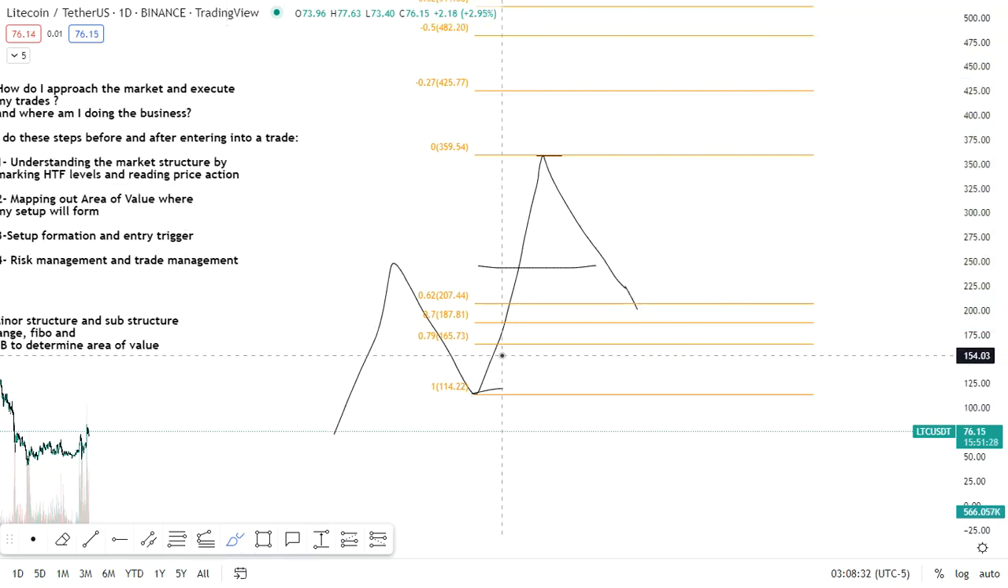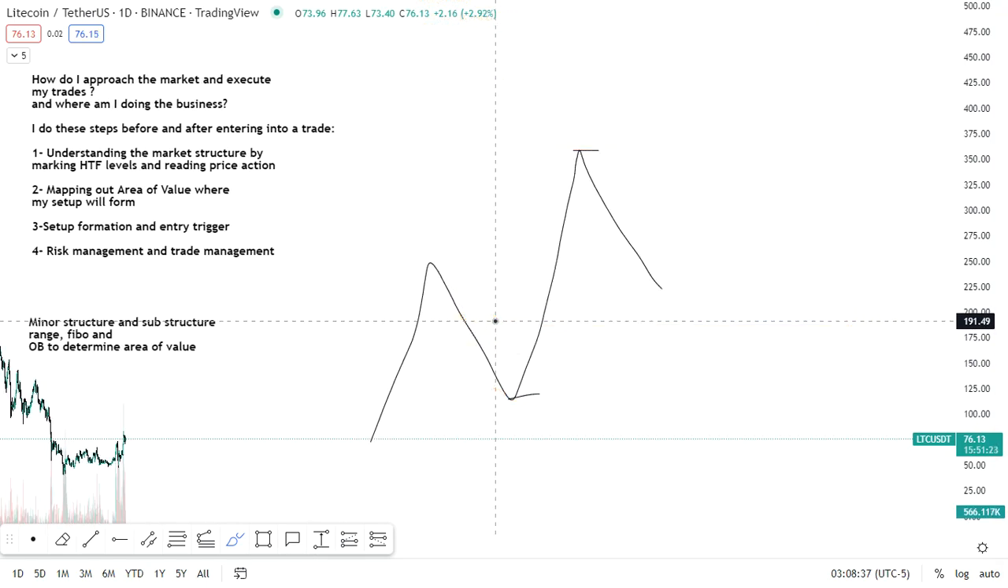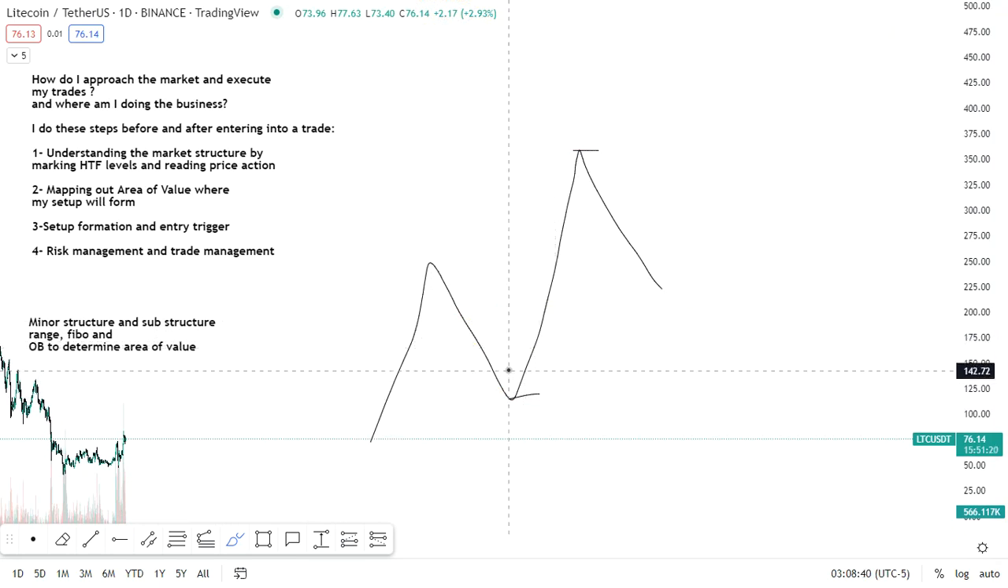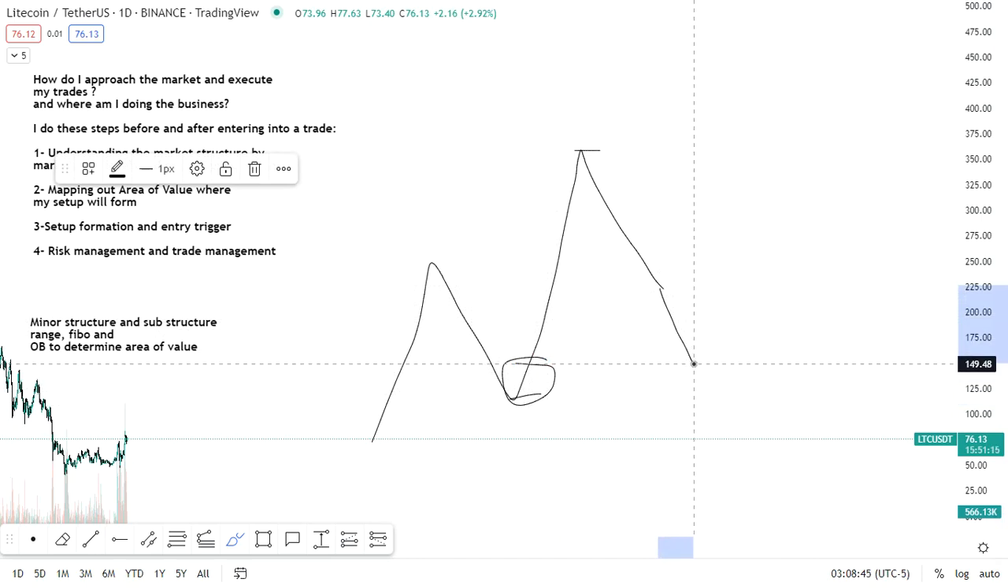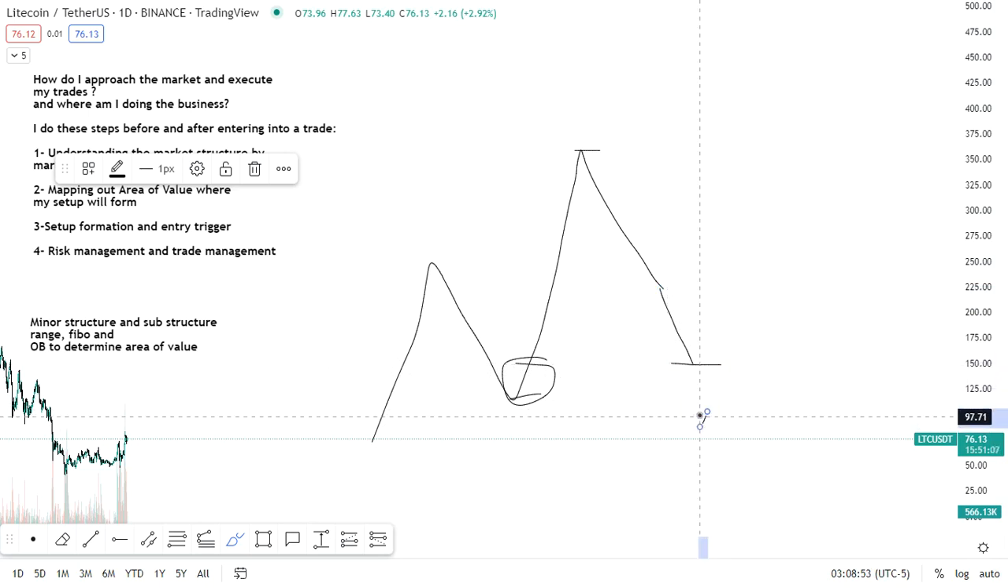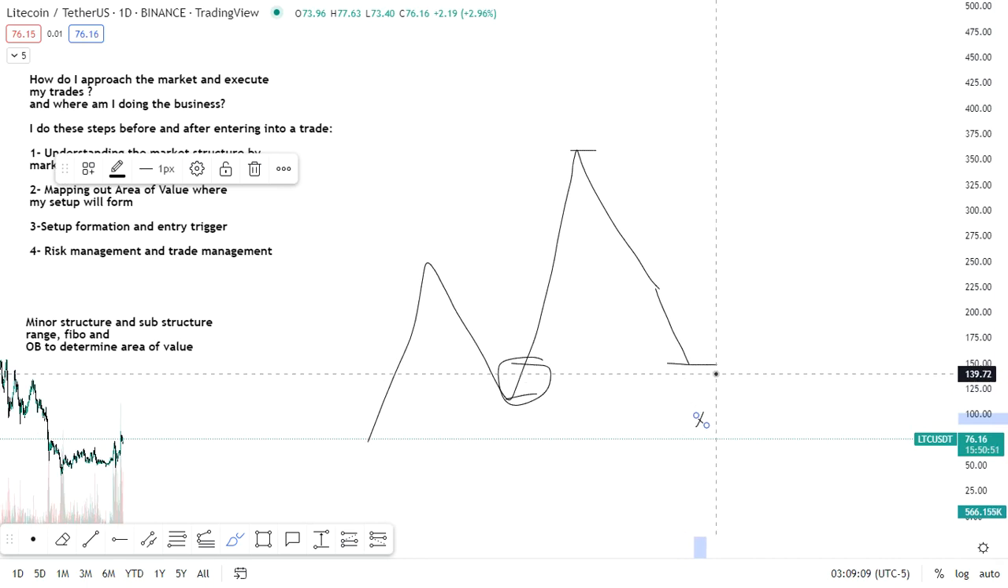And the third step is setup formation and entry trigger. Let's say it's an uptrend and there is an order block. Price comes to this order block. You should not be blindly putting a buy limit here and placing your stop here, because the market might change its structure by going below this low, or it might not reach your buy limit. So you must always wait for your setup formation.